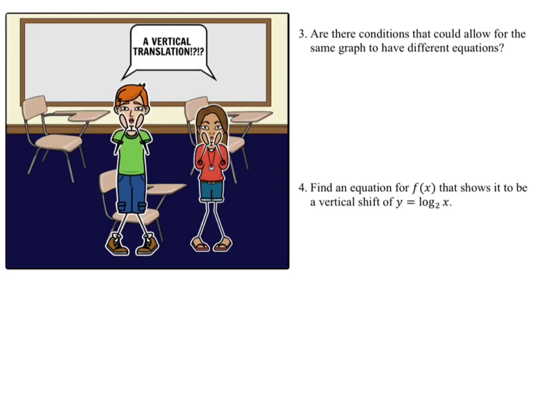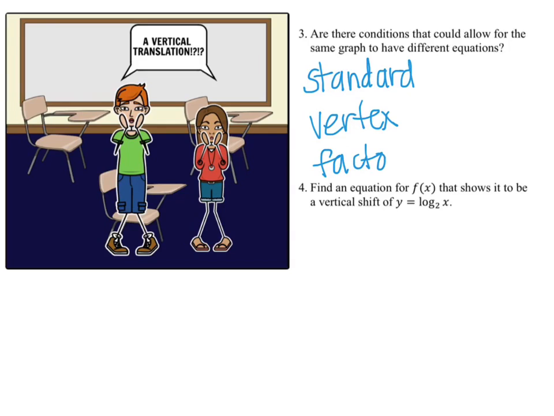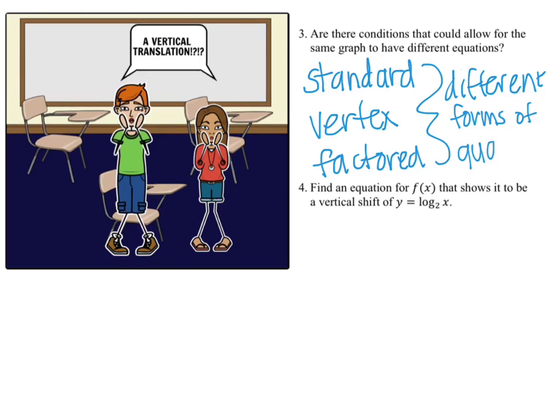First off, are there any times when we can have the same graph with different equations? In secondary 2, we did a lot with quadratics. Those were our parabolas. We had quadratics in standard form, quadratics in vertex form, and quadratics in factored form. These are all different forms of quadratics. All these three different forms did is give us different information about the graph, but they ended up graphing the exact same thing.